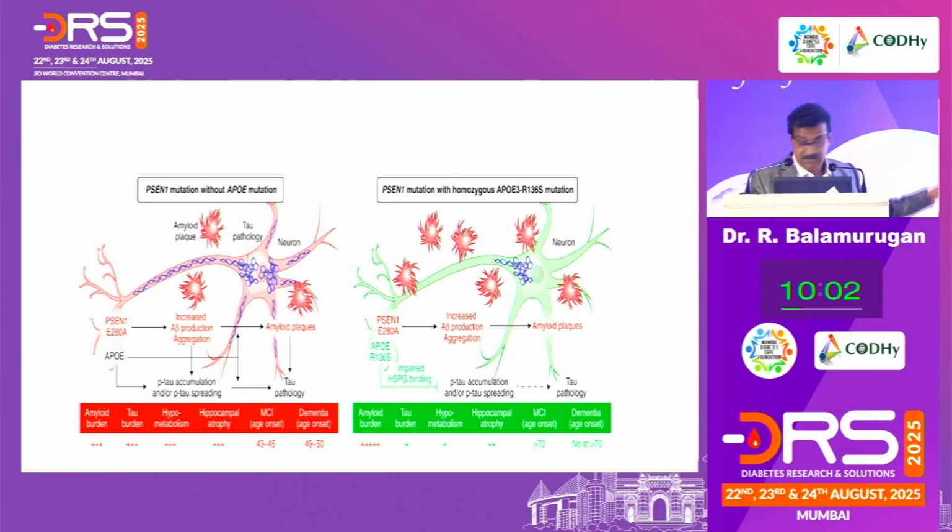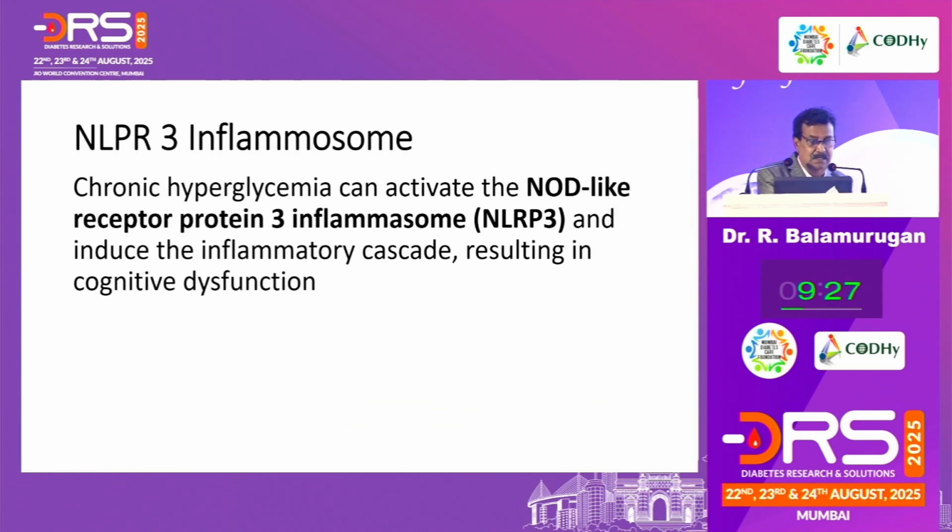On the left hand side you can see the amyloid burden, the tau burden, hypometabolism, and hippocampal atrophy, everything is high. So the age of onset is quite young, 43 to 45. Here dementia comes at the age of 49 to 50, and these are the major effects, similar to Alzheimer's. On the other hand, whenever there is a mutation with the homozygous ApoE mutation, the major defect is the amyloid burden and other things are less, so the age of onset is later. Now, what is called the NLRP3 inflammasome?